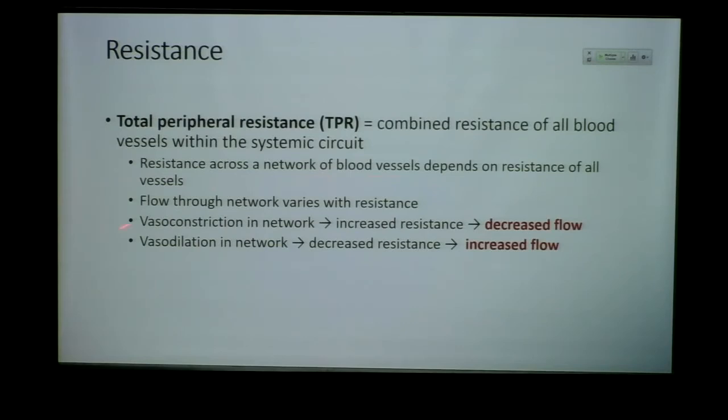Okay, and let's just look at the relationship here once again. So if we have vasoconstriction in the network as a whole, when we talk about TPR, we're looking at the entire circuit. We will have increased resistance across the entire circuit and therefore decreased flow across the entire circuit, okay? And on the opposite end, if we have vasodilation in the network, again, the entire network, we have decreased resistance and increased flow. So the same properties that hold for a single vessel will hold for the entire circuit, and that's what we look at when we look at TPR.